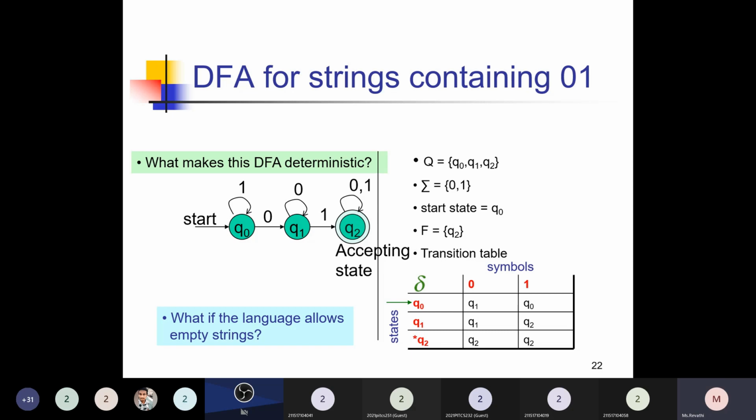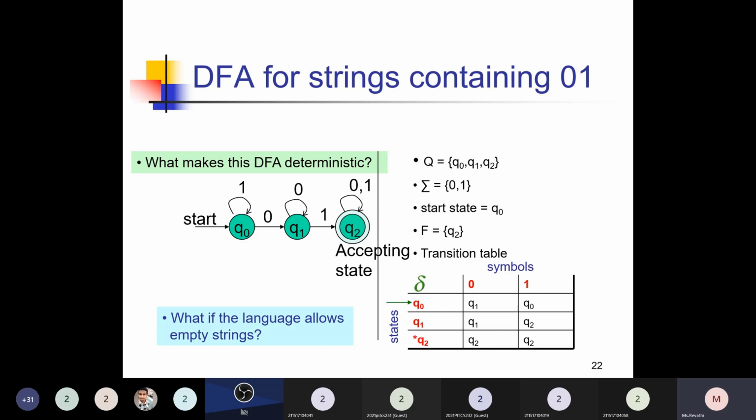What is the minimum string of this particular language? 0, 1 is the minimum string. It should not contain epsilon, because epsilon is the null string. The given condition is that all the strings of this language contain 0, 1 as a substring. So the minimum string is 0, 1, followed by any number of zeros or any number of ones, but it should contain 0, 1 as a substring. So this is the final diagram.